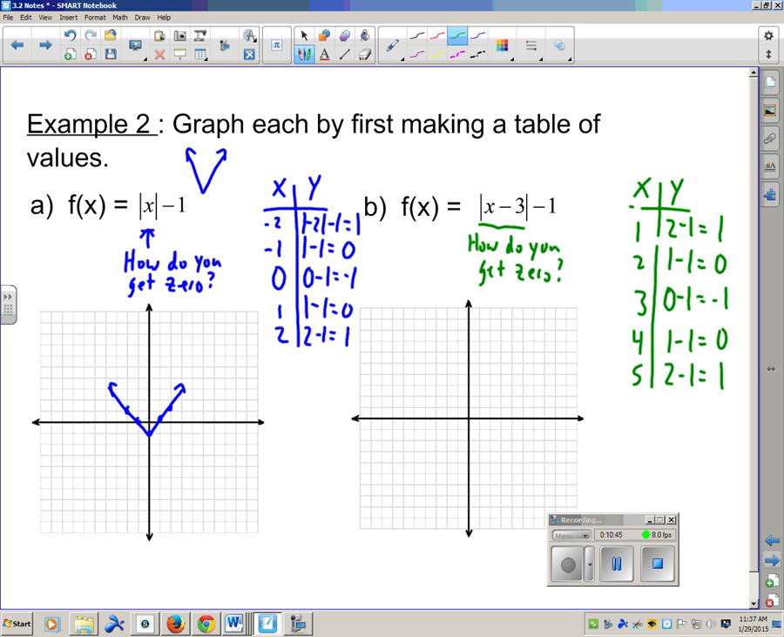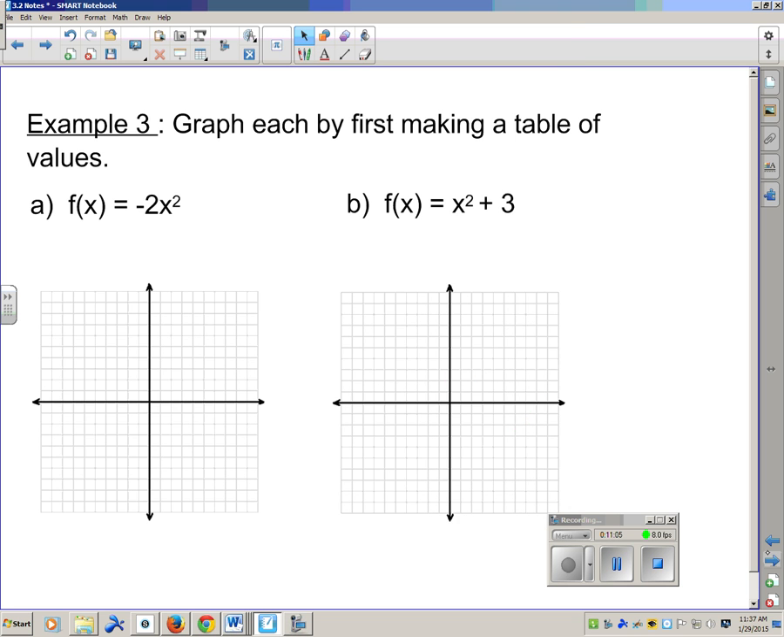So let's plot that. We've got 1, 1. We've got 2, 0. We've got 3, -1. We've got 4, 0. And 5, 1. Connecting those points and making sure it looks like a V. That's important.